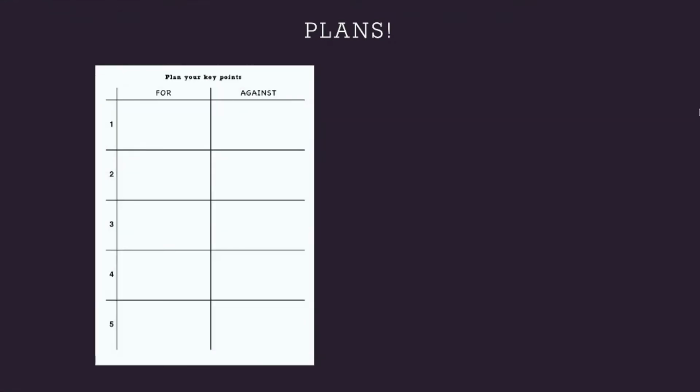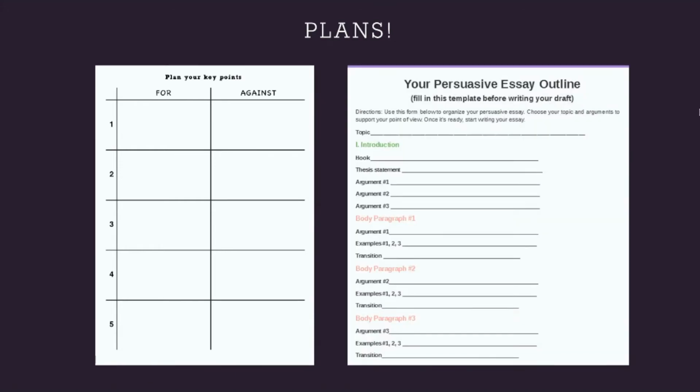Now, plans. Remember last time I said you want to make a plan, and for an argumentative essay, it might look something like this: for and against, all your plans laid out. For a persuasive essay, it might look more like this, where you've got all your key persuasive arguments. Now, some people have said to me in consultation after the first video, what if I don't have 5 arguments? That's okay. You might have 4, you might have 3, you might have 8.